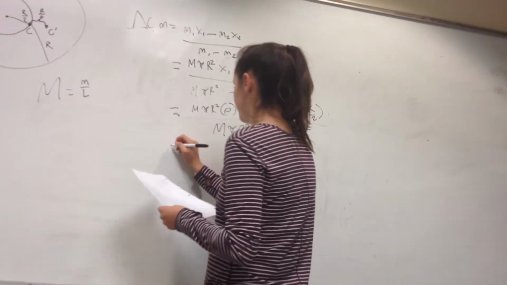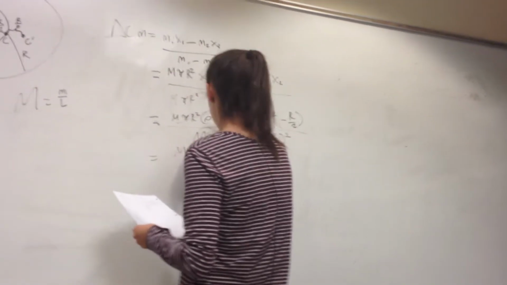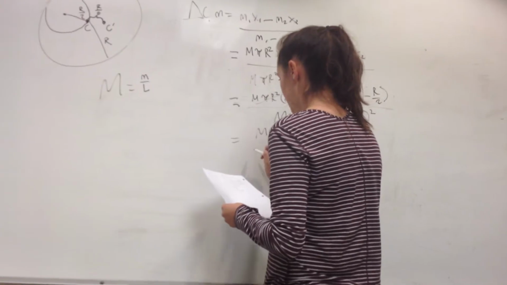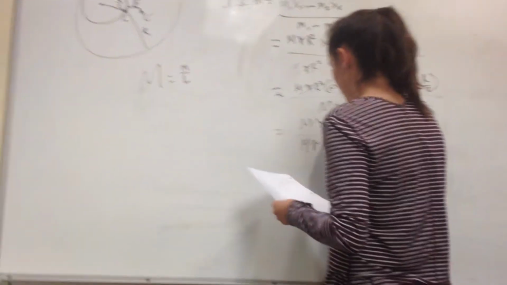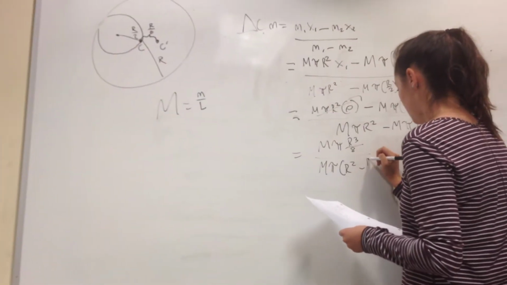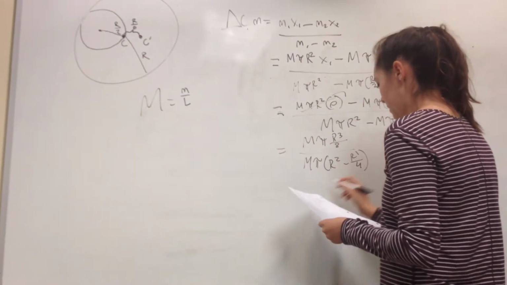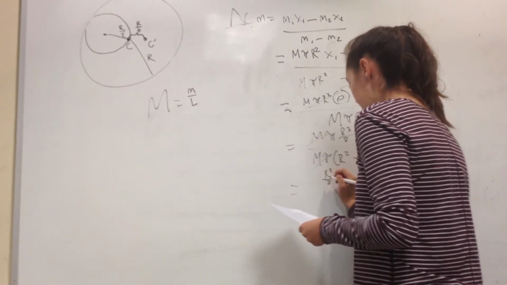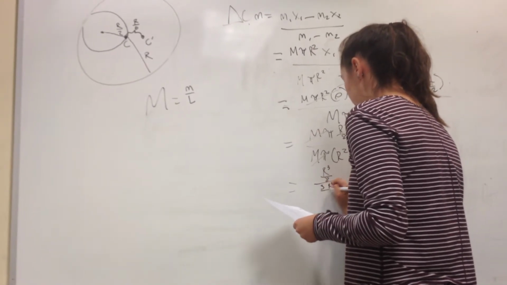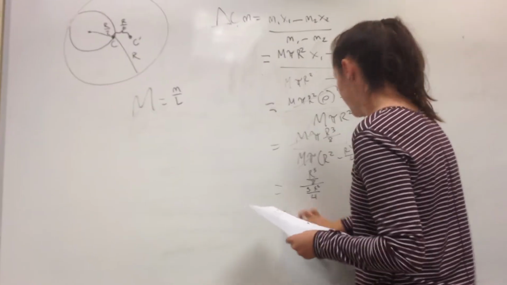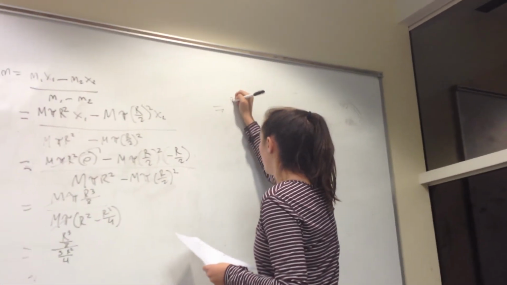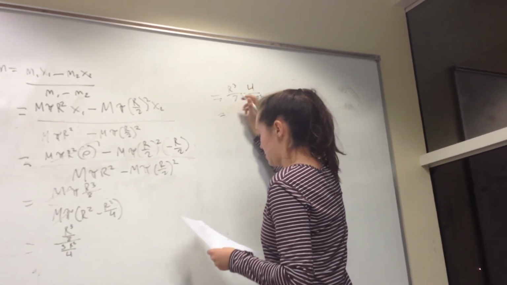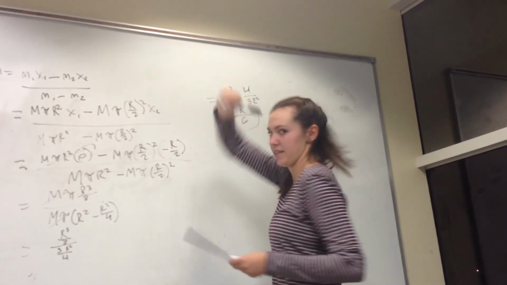Okay, and now this goes away. So we have M pi r cubed over 8, over M pi times r squared minus r squared over 4, which is going to be, cross these out, r cubed over 8 over 3 r squared over 4, which equals r cubed over 8 times 4 over 3 r squared, which equals r over 6. That's number 4.